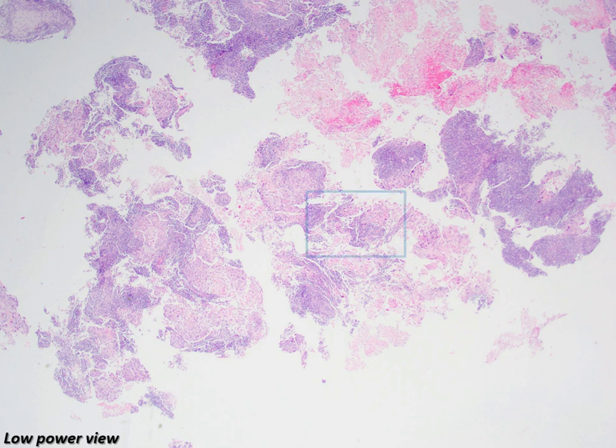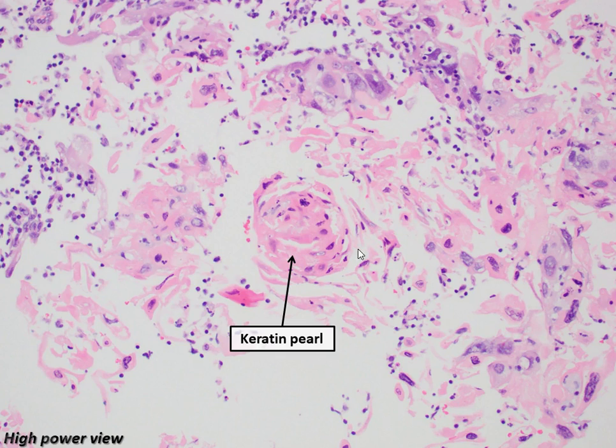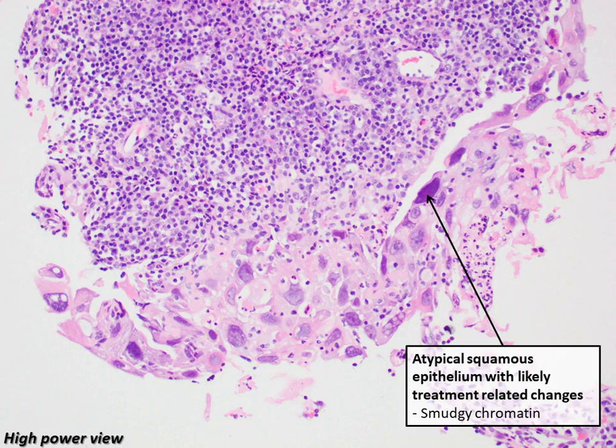Zooming into the viable tumor fragments, we see atypical squamous epithelium with a disorderly arrangement of the cells and the cells having enlarged, irregular, hyperchromatic nuclei. Here, there's a keratin pearl formation, suggesting the keratinizing nature of the lesion. And here we see atypical squamous cells with superimposed treatment-related changes, demonstrating very smudgy-looking chromatin.